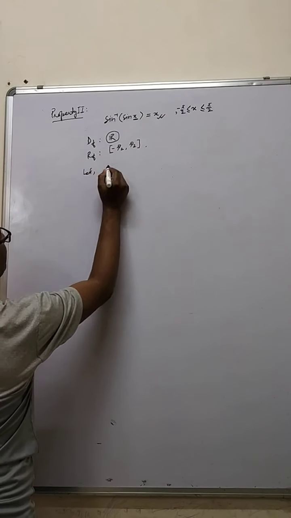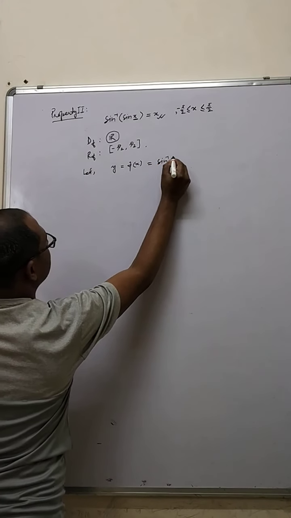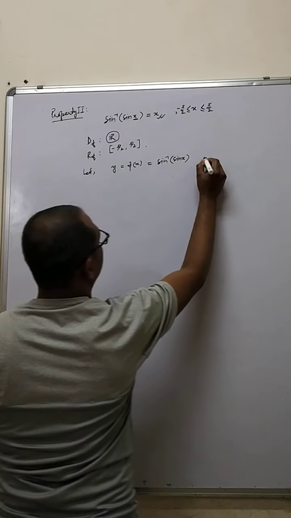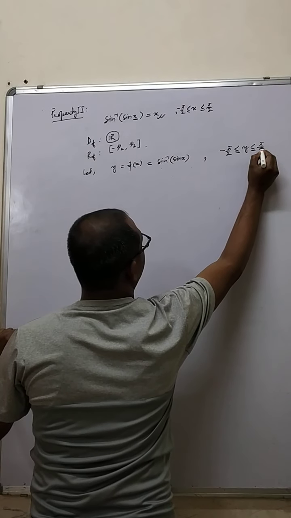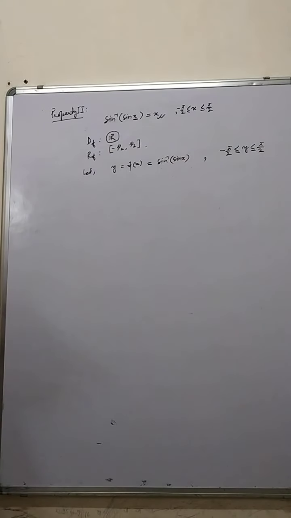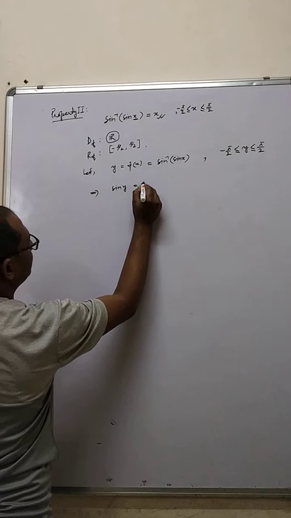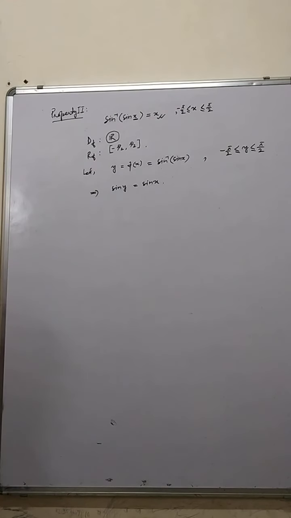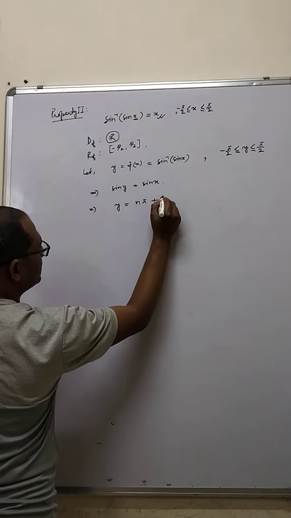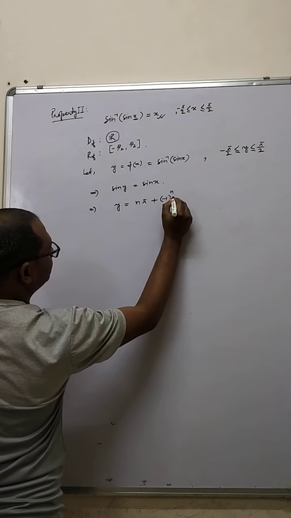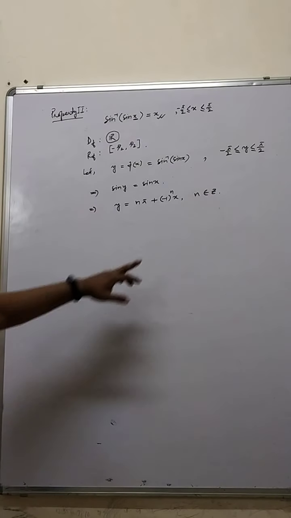Let y equal f(x) equal to sine inverse of sin x, and y belongs to -π/2 to π/2, the range of the function. Now from here we get sin y equal to sin x. So let us solve it. What do we get? y equals nπ plus (-1)^n times x, for all n belonging to Z, the set of integers.